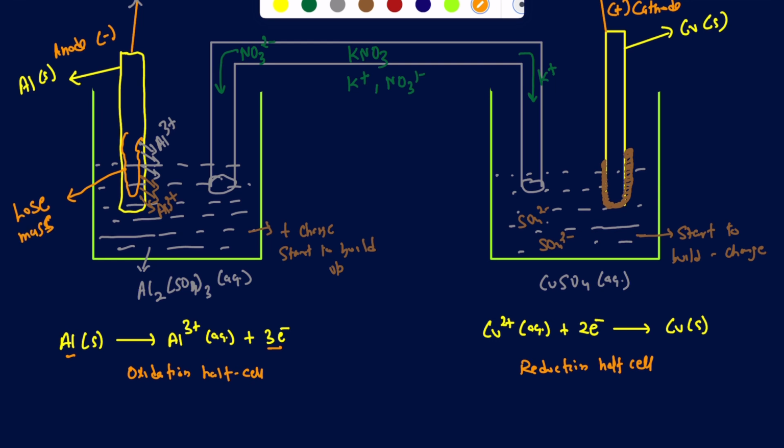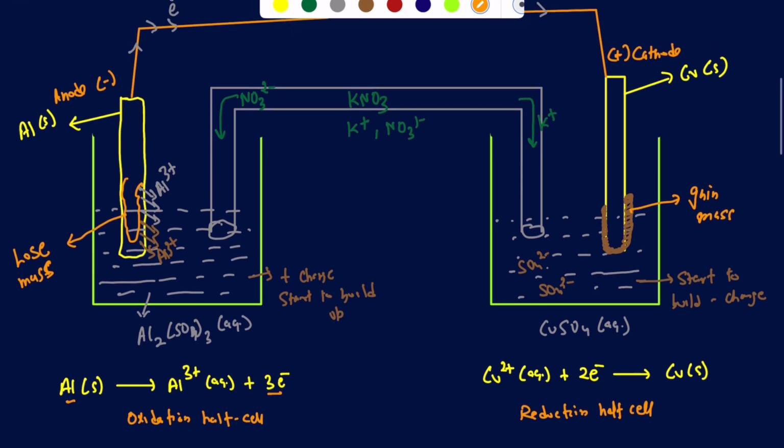So some question will come up: which electrode loses mass over time? And on the right side, the copper starts building up onto that electrode. That means the electrode on the right side, the cathode, starts to gain mass. So remember who loses mass and who gains mass based on these reactions, and why they exactly do so.